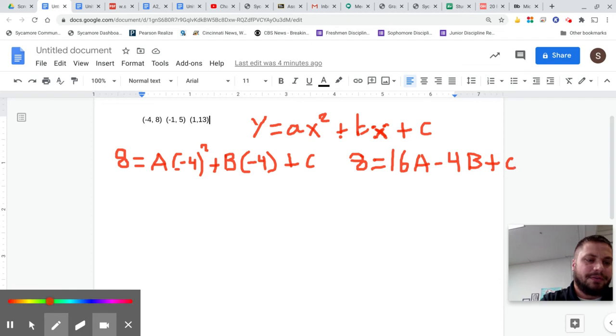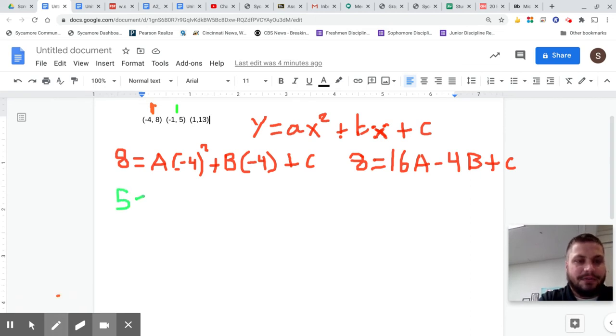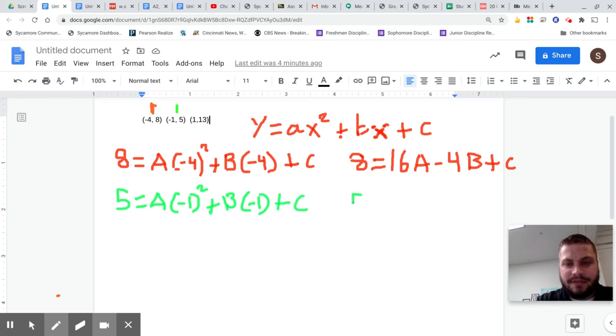Okay, next equation. I'll switch colors for us. Using now my middle here, I'm color coding to help you out. Okay, this is the one I just did in red. Now I'm about to do the one here that I've put a green little line above. Y, which in this case is 5, y equals a times x, which is negative 1 squared, plus b times x plus c. So that's 5 equals 1, because negative 1 squared is 1a minus 1b plus c.